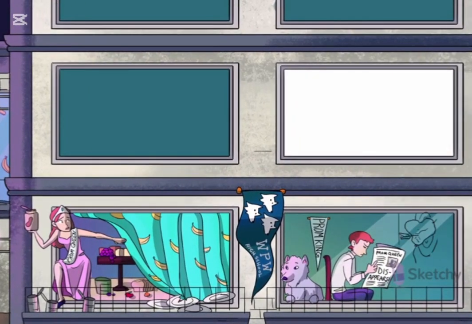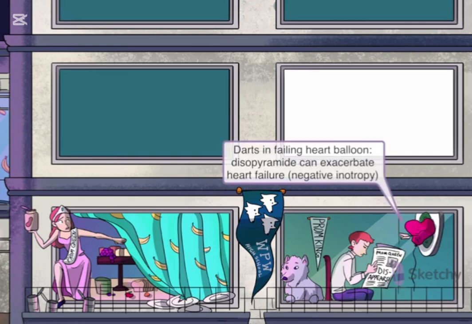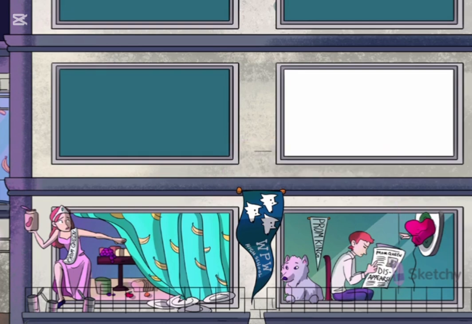See that dartboard hanging close to that disopyramide newspaper headline? It looks like someone has given up on the concept of love. Let these darts deflating the already failing floppy heart remind you that disopyramide can cause or exacerbate heart failure. At toxic concentrations, this drug has negative inotropic effects, not good for a failing heart. Remember too that most antiarrhythmics are also arrhythmogenic.